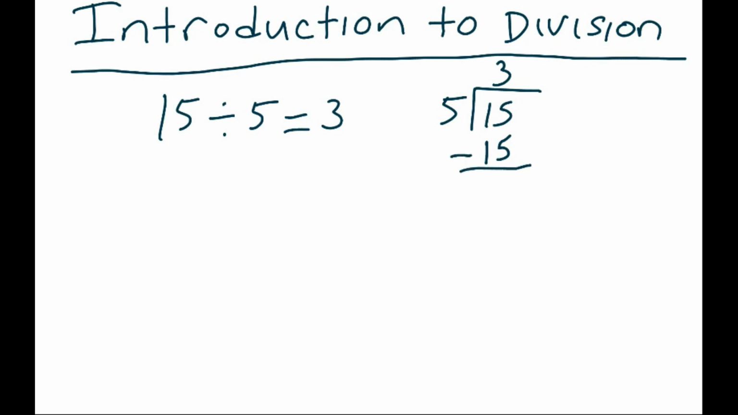The third step is to subtract. 15 minus 15 is 0. And we're done. We completed all 3 steps. We divided, we multiplied, and we subtracted. And those are the 3 steps that are necessary when dividing using this division format.